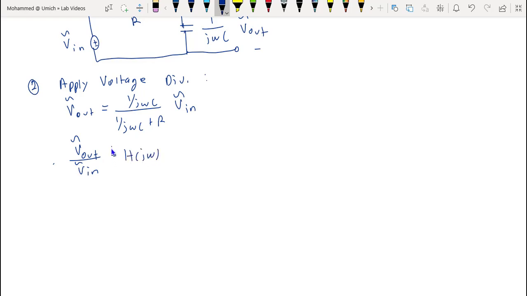This is the definition. Which equals, in this case, 1 over jωC over 1 over jωC plus R. So now if I multiply both the numerator and the denominator by jωC, what I'm left with is 1 over 1 plus jωRC. This is the frequency response function of the RC circuit.